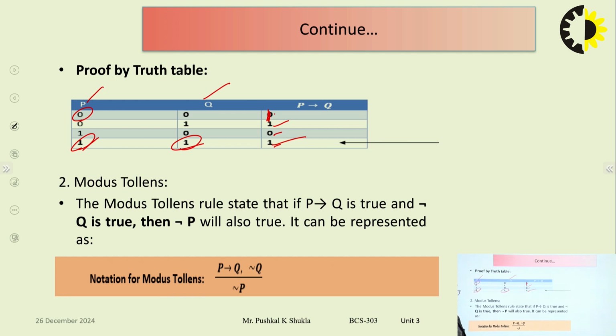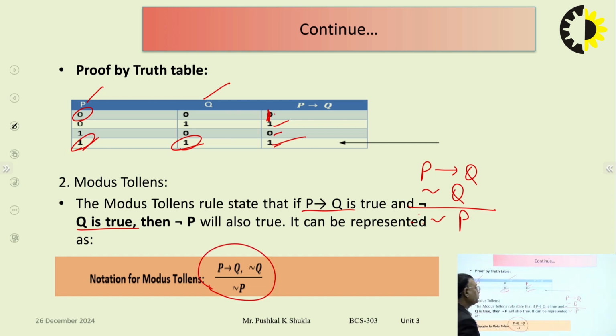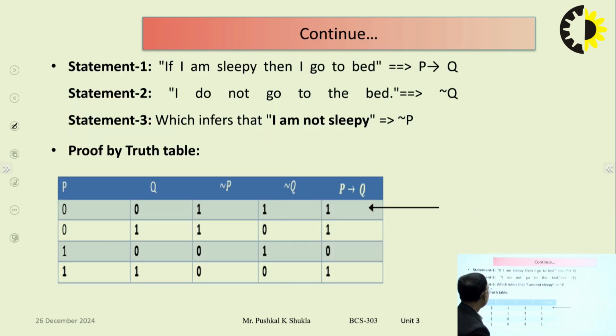Modus tollens. So, the modus tollens rule states that if P imply Q is true and negation of Q is true, then negation of P is also true. So, what it states? P imply Q is true and negation of Q is true. So, this will state negation of P is true. We can see by this example, this is the modus tollens rule: P imply Q is true and negation of Q is true, then it will infer negation of P is also true. For example, I am sleepy, then I go to bed.